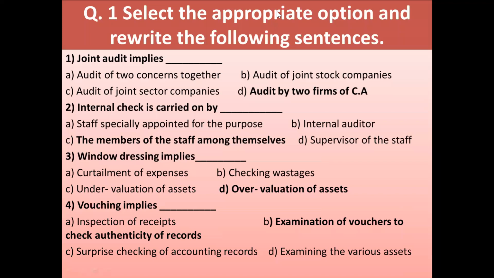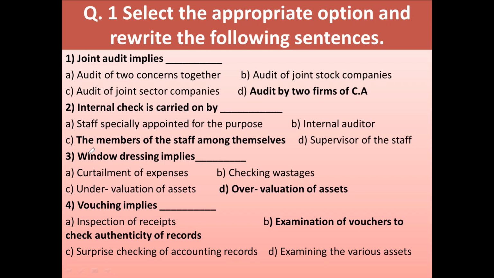So let's start with the next one. The internal check is carried on by dash. Again four options are given: staff specially appointed for the purpose, the internal auditor, the members of the staff among themselves, and the supervisor of the staff. You have to choose the most appropriate and correct answer. Internal check is carried on by the members of the staff among themselves. One staff member checks the work done by another; they check each other's work. That is the internal check. So the right answer is members of the staff among themselves.